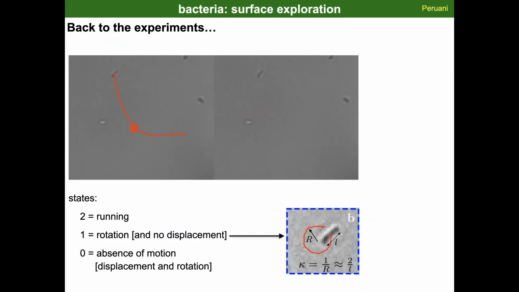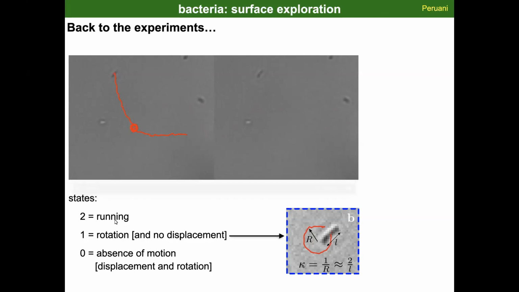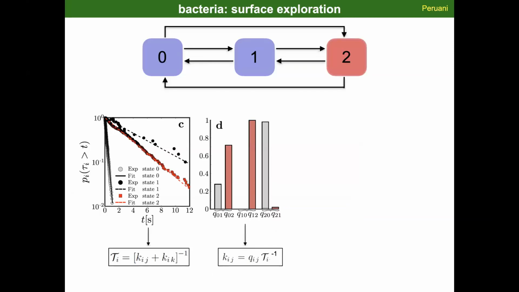So we will define the three states I showed you before in the following way. 0 means absence of motion, when the bacterium performs a stop but without performing this kind of rotation. 1 means that it's performing this rotation, which means that it's adhering to the surface, and state 2 is running. Now you have well-defined states, a proper way of defining each state. You can go to the data and compute for how long the bacterium was in state 0, state 1, and state 2. That is what you see here.